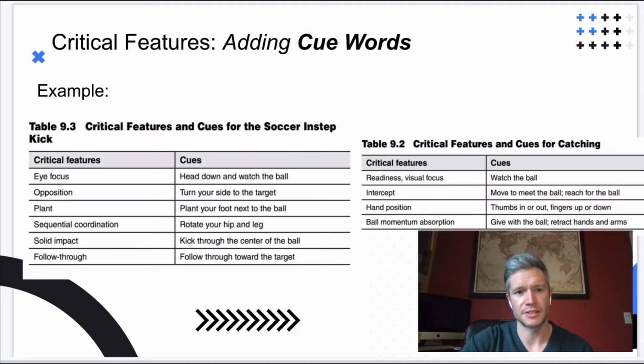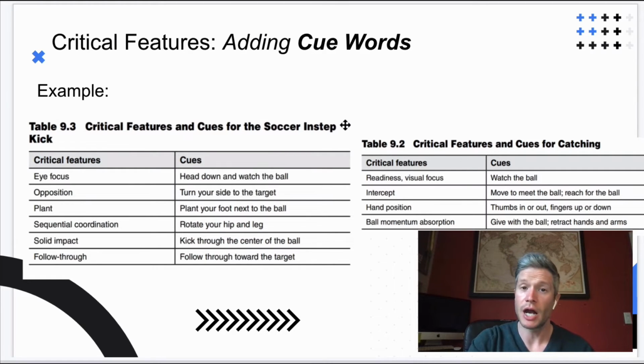Let's look at a specific example or examples here, okay? So if we look at our critical features and cues for a soccer instep kick, so just like a step and kick with the inside of your foot, we have our list of critical features here, and then the keywords associated with each. So you'll give this in your part 2 for sure when you're going through your intervention. We'll go through a couple of them. The first one is not so biomechanically heavy, let's say. So eye focus, head down and watch the ball.